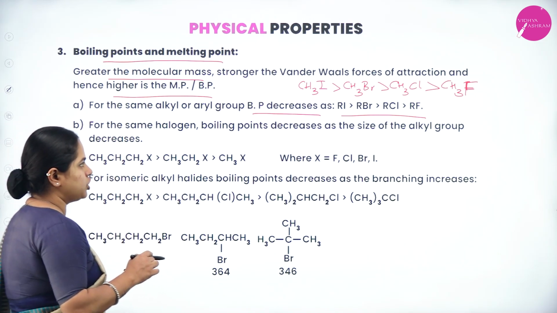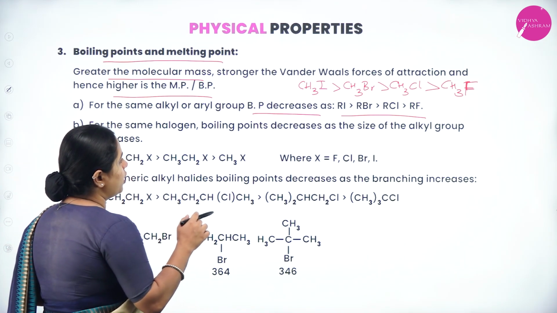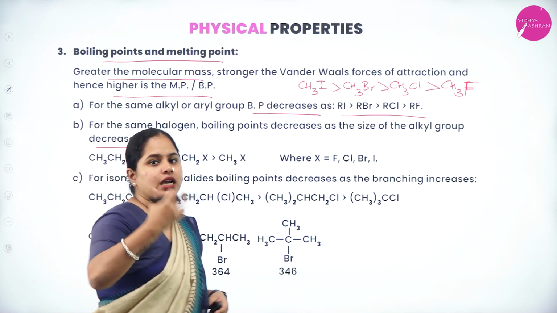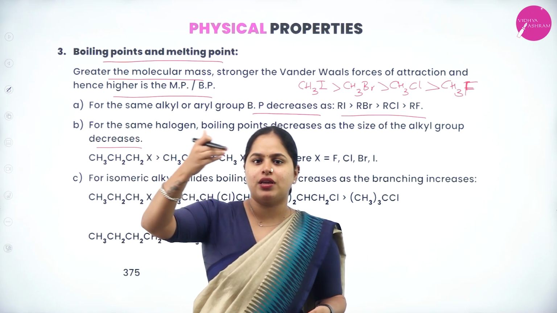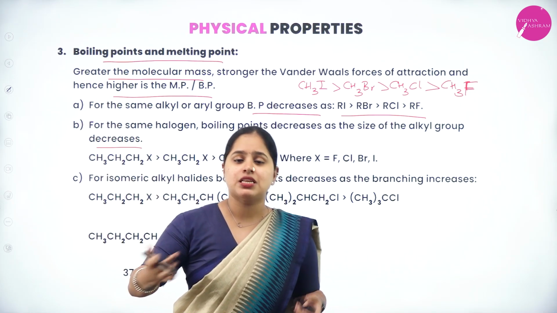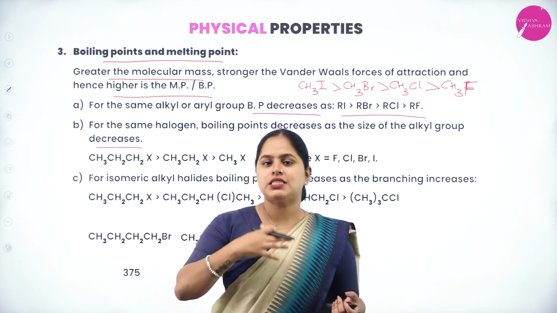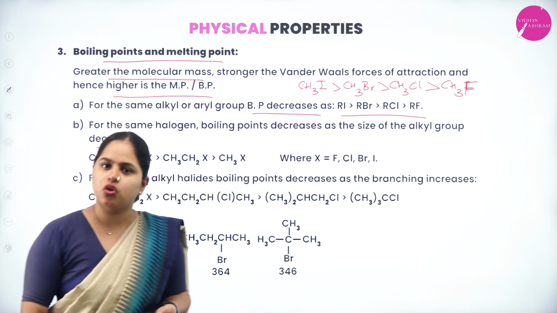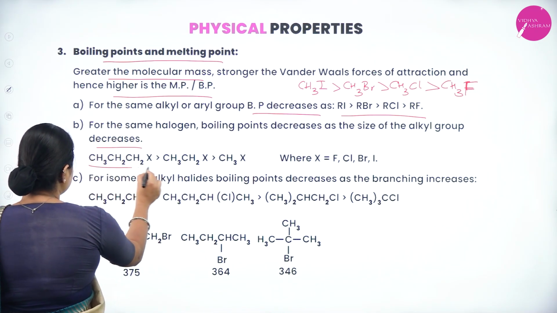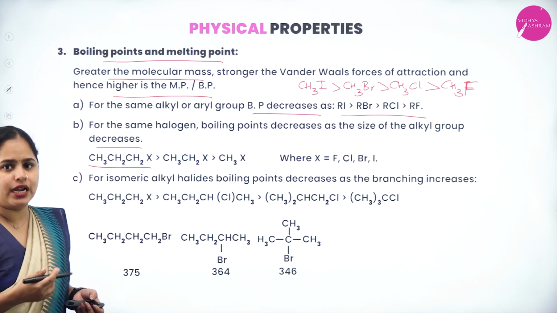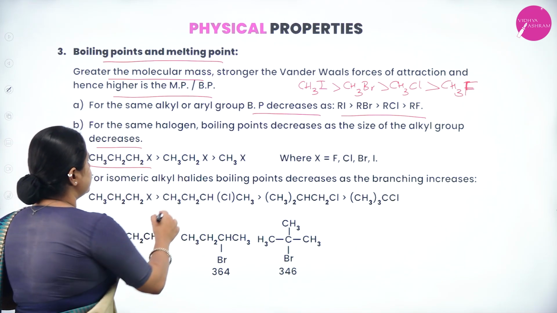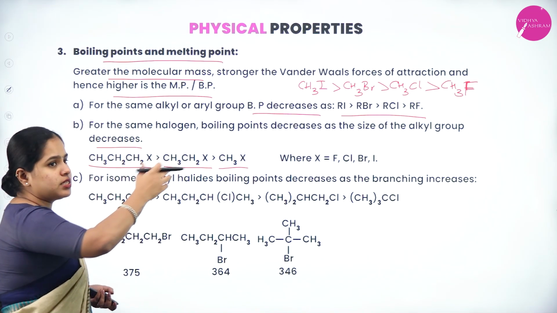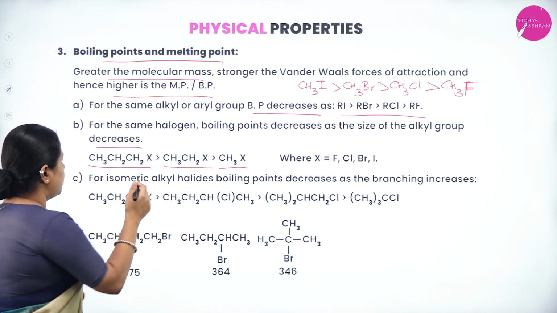Next, for the same halogen. Now if the halogen is the same, boiling point decreases as the size of the alkyl group decreases. That means when the size of the alkyl group increases, moving from methyl to ethyl to butyl, the size increases. That means the number of carbon atoms increases, molecular mass increases, hence the boiling point also increases. So if we consider CH3, CH2, CH2X, this is propyl halide, right? This is ethyl halide, this is methyl halide. In the first case the alkyl group was the same and the halogen was different. Now the halogen is the same.